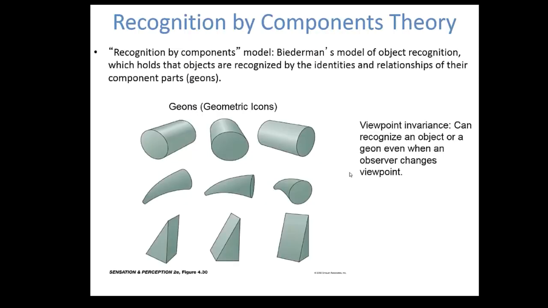Now take a look at this object. This is actually a fairly common household item, but it may be difficult to recognize. We're just looking at it from an unusual perspective. And I show this to you to challenge the idea of viewpoint invariance. So remember viewpoint invariance. We can recognize an object or a geon even when an observer changes their viewpoint.